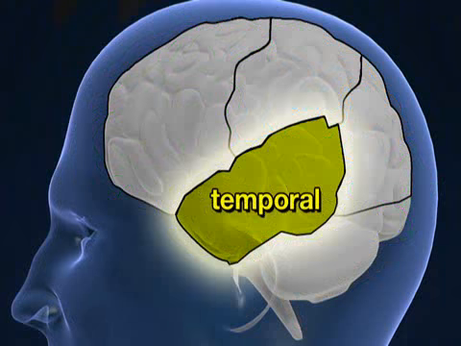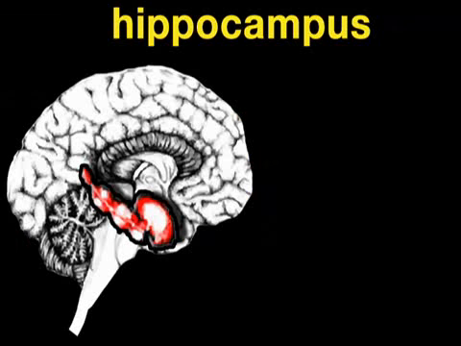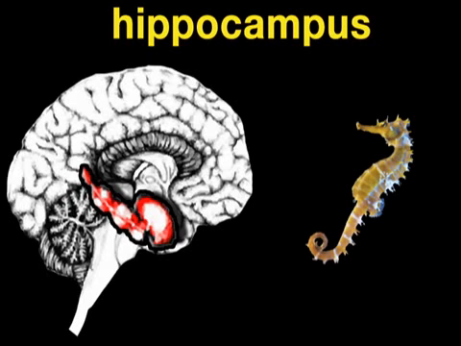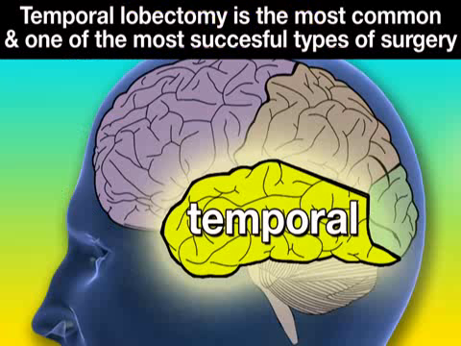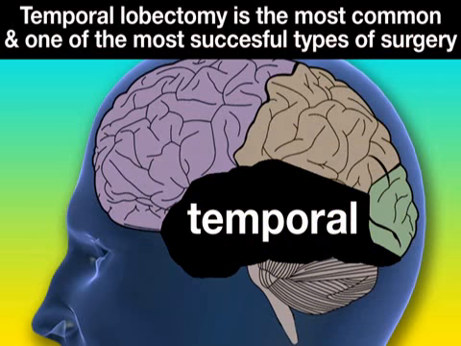Seizures most often arise from one or both temporal lobes. In the deep front part of the temporal lobes are located the most seizure-prone structures in the brain: the hippocampus, which is Greek for seahorse, and the amygdala, which means almond. Because of this, temporal lobectomy is the most common and one of the most successful types of resective surgery.